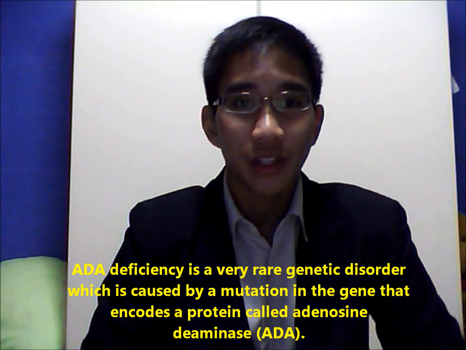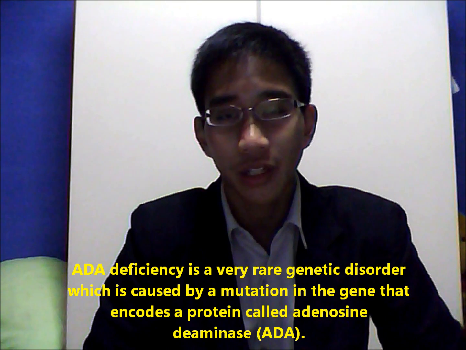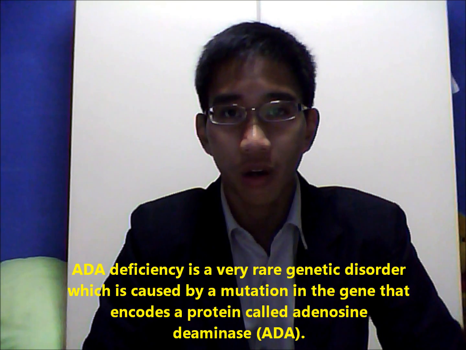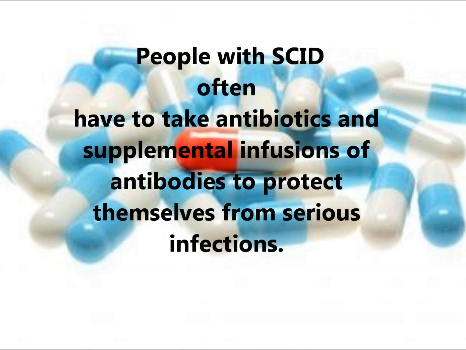ADA deficiency is a very rare genetic disorder which is caused by a mutation in the gene that encodes a protein called adenosine deaminase. This ADA protein is an essential enzyme that produces new DNA. This enzyme also breaks down toxic metabolites that otherwise accumulate to harmful levels that kill lymphocytes. People with SCID often have to take antibiotics and supplemental infusions of antibodies to protect themselves from serious infections.